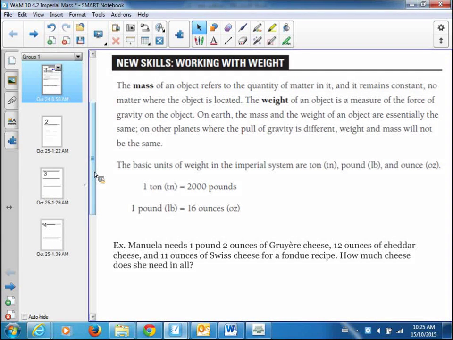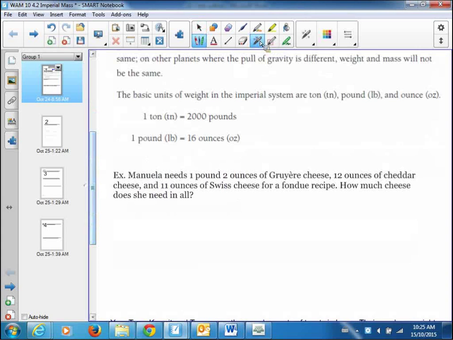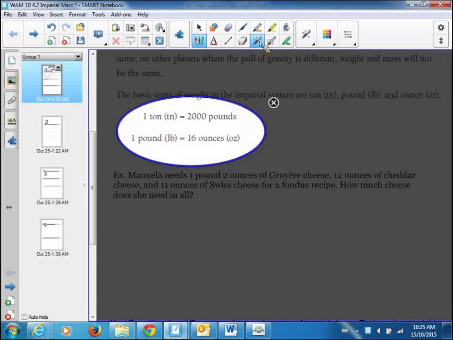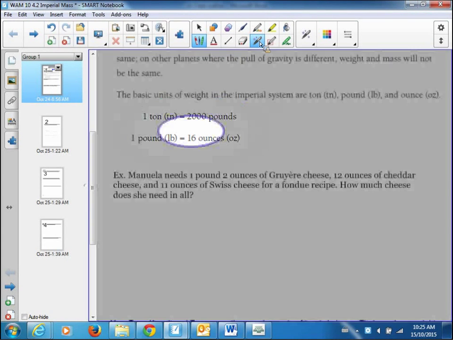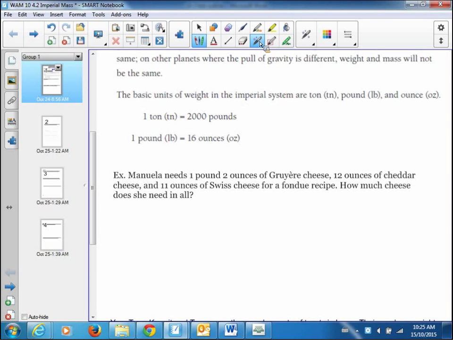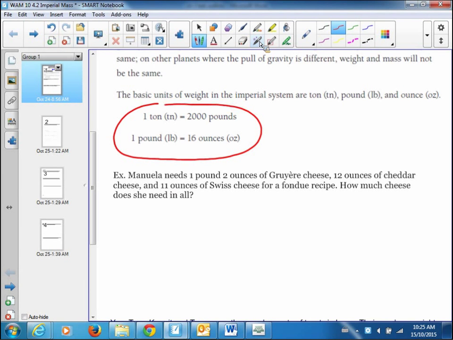Enough about outer space. Here, though, put a circle around these, because these are important. 1 ton is 2,000 pounds. This is the old school system, like the imperial system, not the metric. And 1 pound is 16 ounces. Those are important. So highlighting that, we'll be using it.